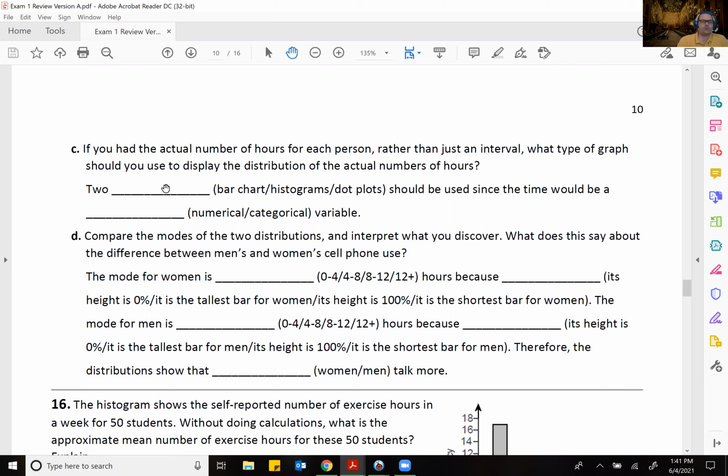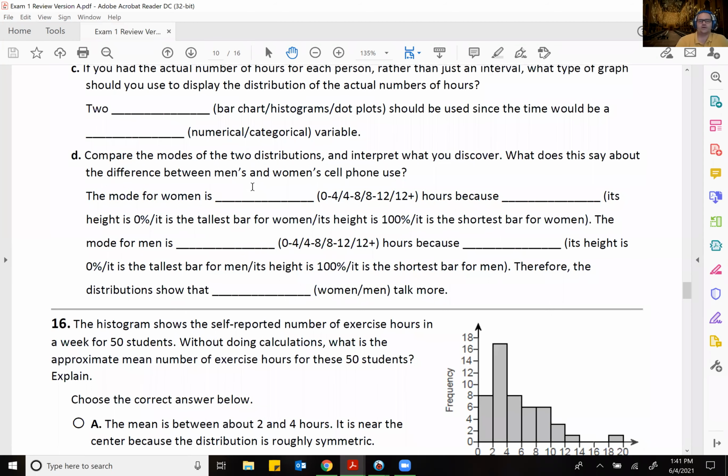Although dot plot would not be a bad answer there, but they're looking for histogram because they want to look at bars. And then in part D, first blank is 4 to 8. Second blank, it is the tallest bar for women. The third blank is 0 to 4. Fourth blank, it is the tallest bar for men. Last blank is women. Women talk more according to the distribution.